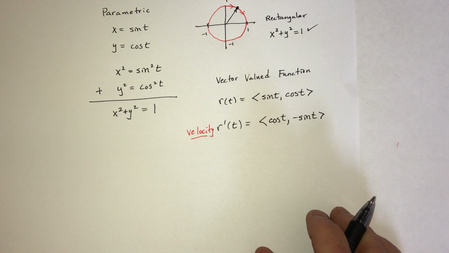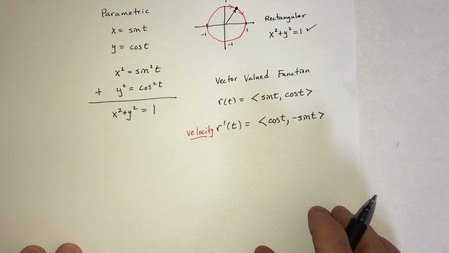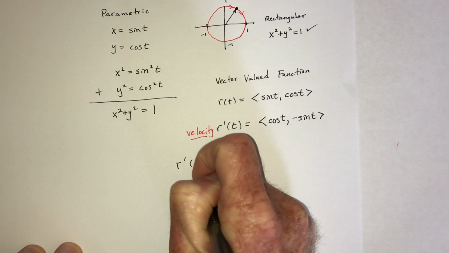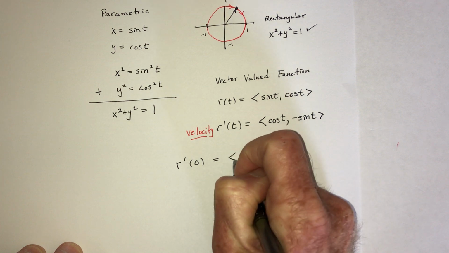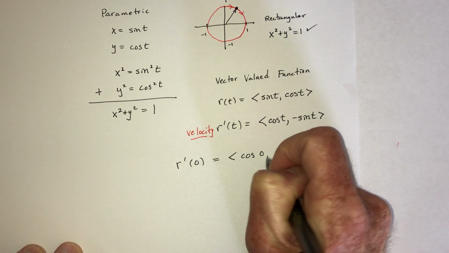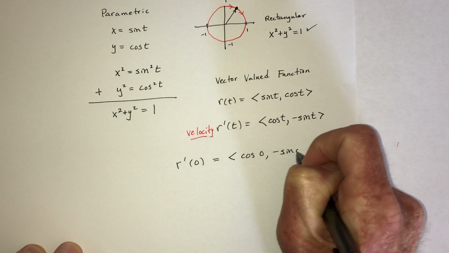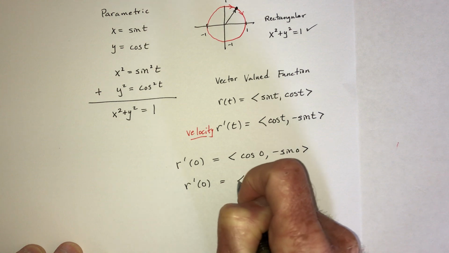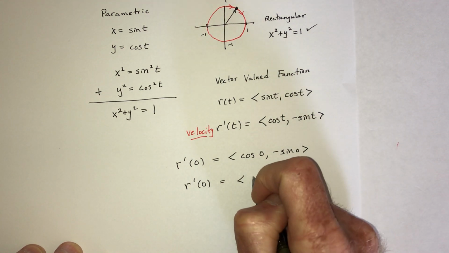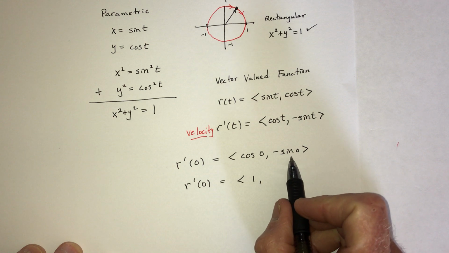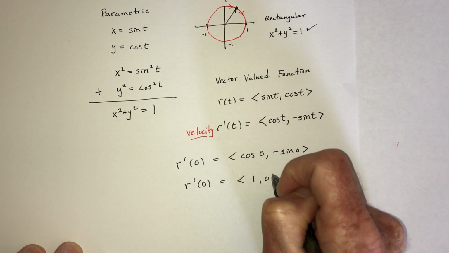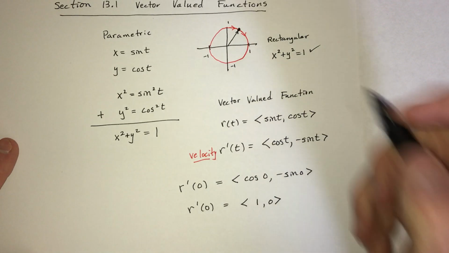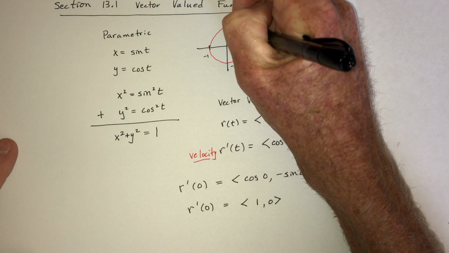So, for example, what is the derivative at 0? The derivative at 0 will equal cosine of 0, comma, negative sine of 0. So the velocity vector at time 0 is going to be cosine of 0, which is 1, and sine of 0, which is 0. So it gives us this vector right here. Now, remember, when it started right here.